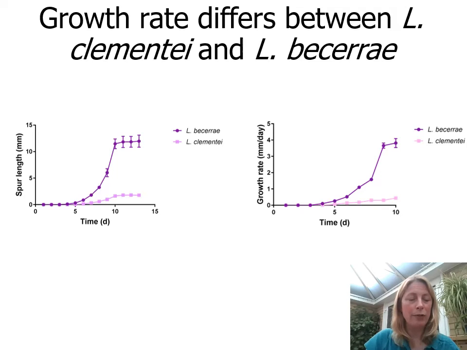And so if you look at the left-hand graph here, we have spur length against time, and it's growing much more quickly in beckeri than in clementii. And if we actually turn that into a growth rate, a change in length per day, then again the growth rate in Linaria beckeri is much higher than the growth rate in Linaria clementii.